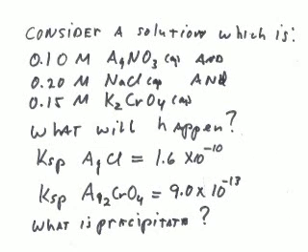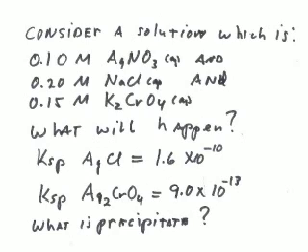Now let's consider a more complicated situation. Suppose we make a solution that is 0.1 molar silver nitrate, 0.2 molar sodium chloride, and 0.15 molar potassium chromate. What's going to happen? Well, the Ksp for silver chloride, 1.6 times 10 to the minus 10, and the Ksp for silver chromate, 9.0 times 10 to the minus 12, certainly indicates we're going to get precipitate out of these solutions. But the question is, what precipitate are we going to get?